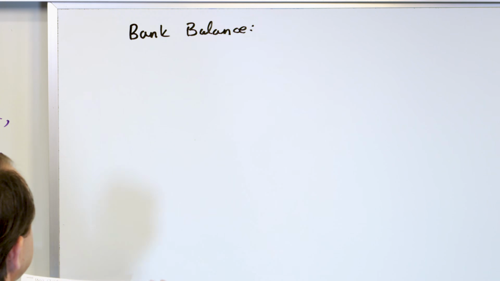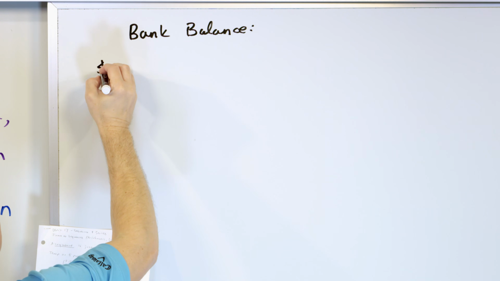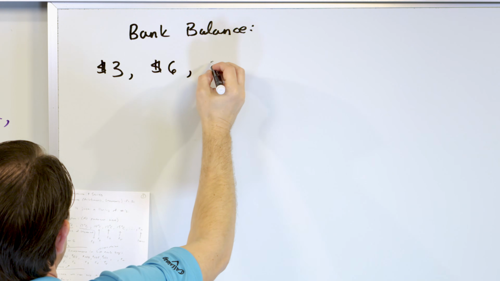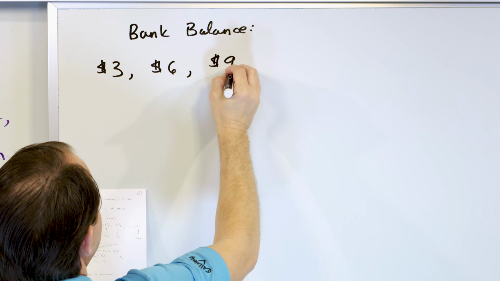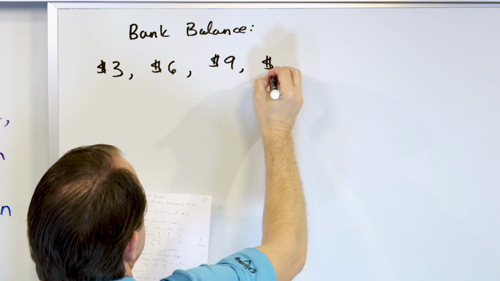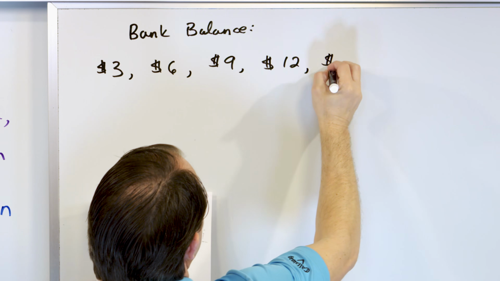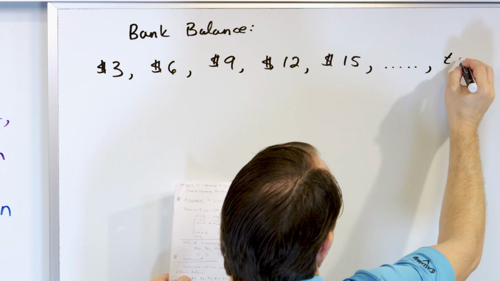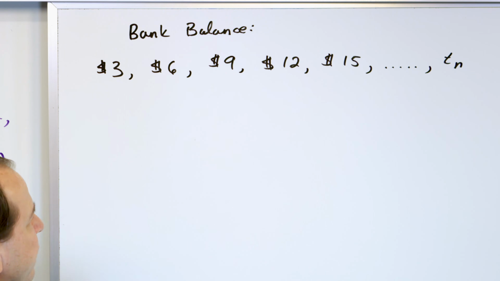Let's look at some bank balance. All right, first you take a look at it and you have $3. Then you have 6. Then you have 9. Then you have 12. Then you have 15. And then someday in the future, you have some amount of dollars in the bank there.